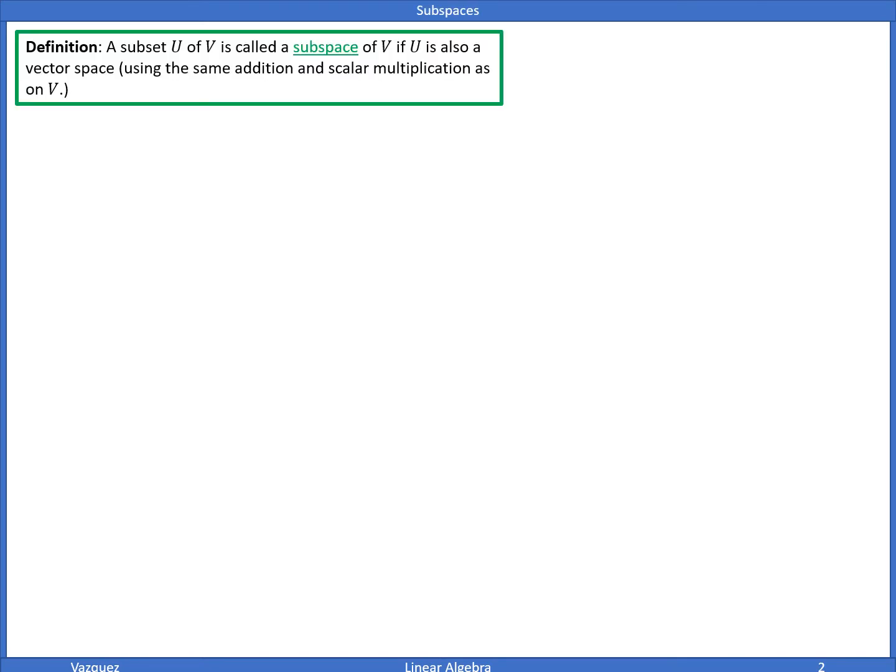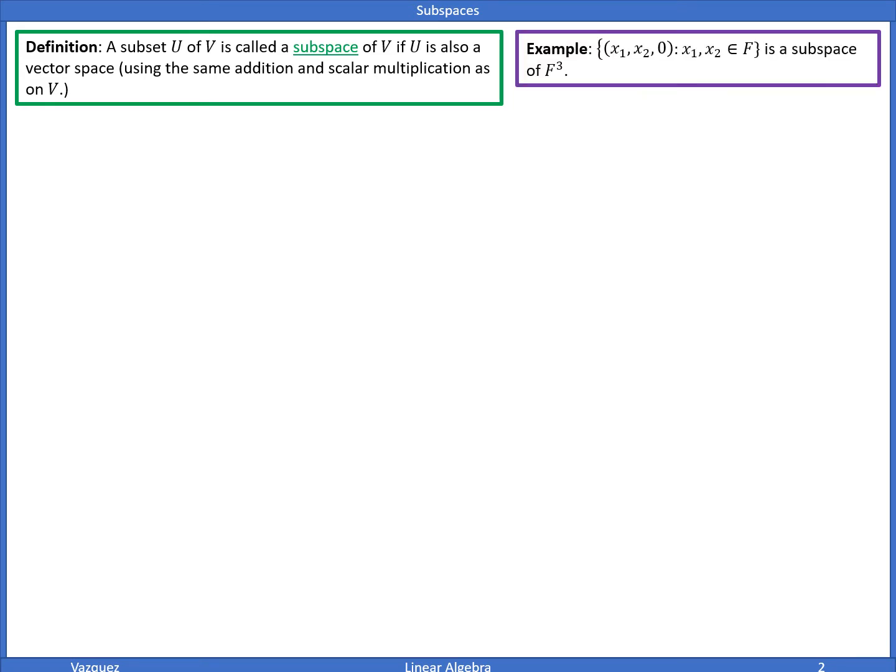So the definition: a subset U of V is called a subspace of V if U is also a vector space, and we use the same addition and scalar multiplication as on V. An example would be if V here was F^3. This is V. U, our subspace, would be this set.